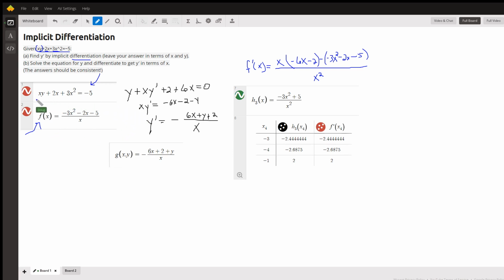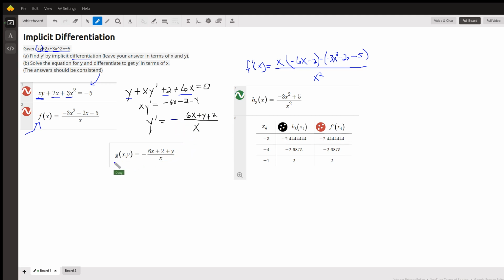So for this first implicit differentiation, we have to use the product rule on this term. So the derivative of the first function, x, is 1, times the second function, plus the first function times the derivative of the second. And then these are just straightforward with respect to x: 2, 6x, and the derivative of negative 5 is 0. Take all of these terms without y prime to the other side of the equal sign, then divide by x. If you want to, you can move the minus sign out front.